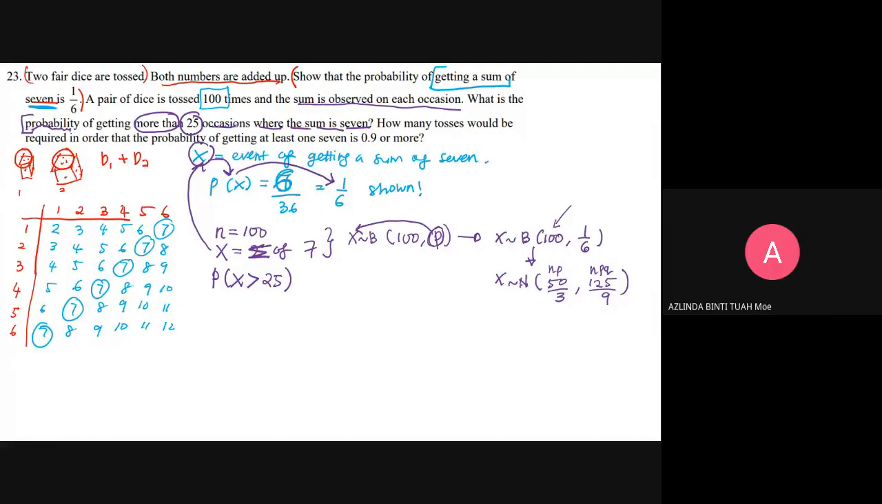Now we move on to 10.4. We convert binomial to normal. So back to the 4 steps that we did in the previous question. Do the continuity correction, Amy. Greater than 25, so it will become greater than 25.5. Standardize, go to Z, convert to Z.